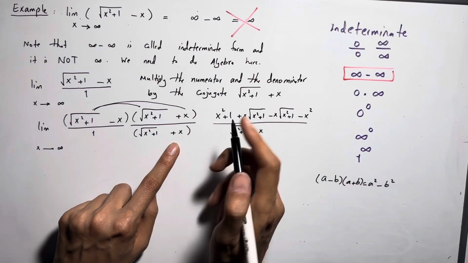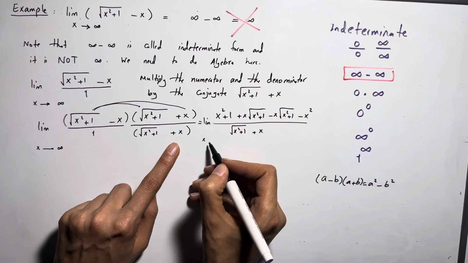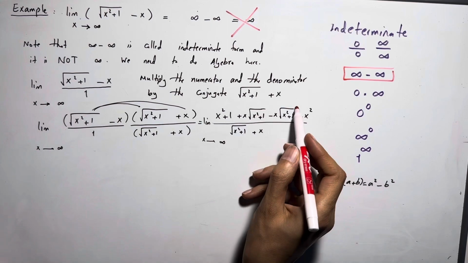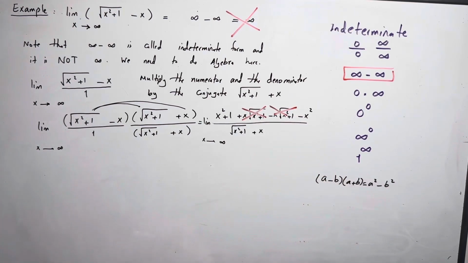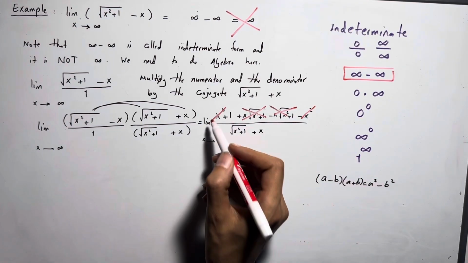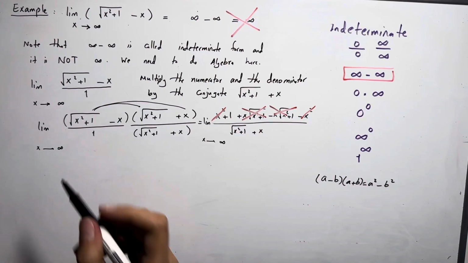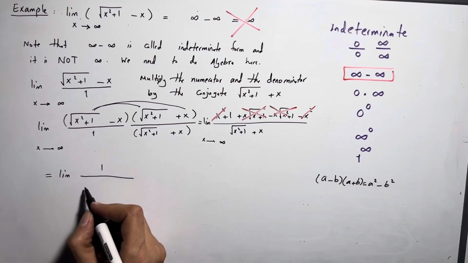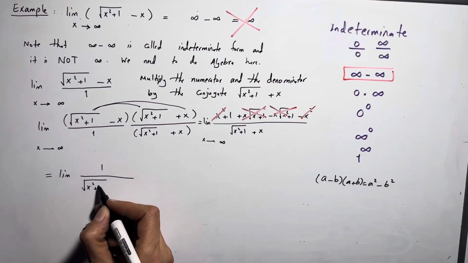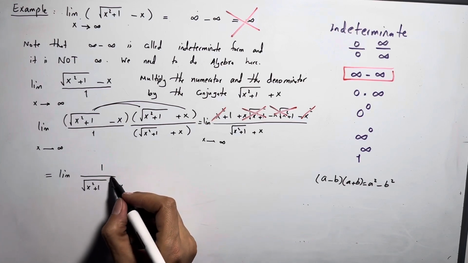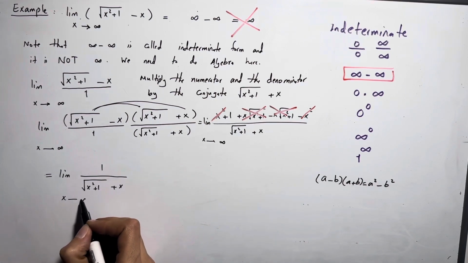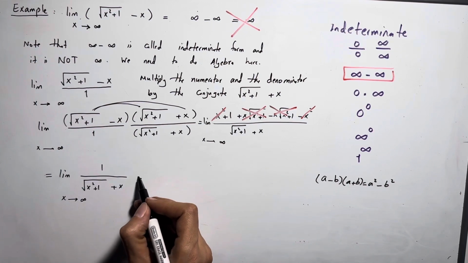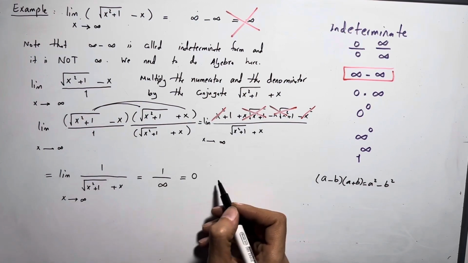You're finding this limit now as x approaches infinity. But you need to simplify a little bit. These two terms are opposites of each other, so cancel them out. Negative x squared and x squared disappear. What's left? You have the limit of 1 divided by square root of x squared plus 1 plus x as x approaches infinity. So you basically have 1 divided by infinity plus infinity, which is 1 over infinity, and it is 0.